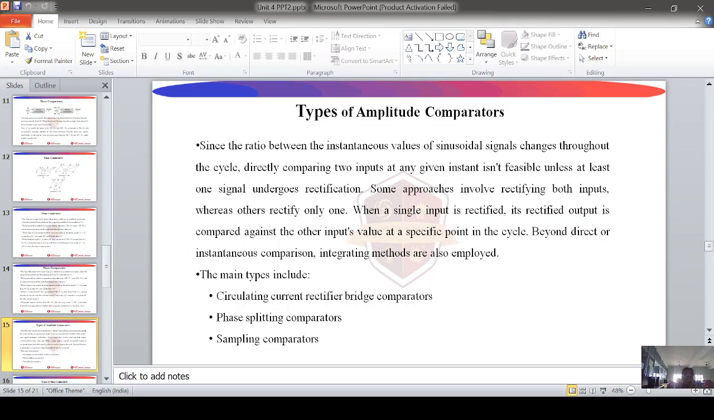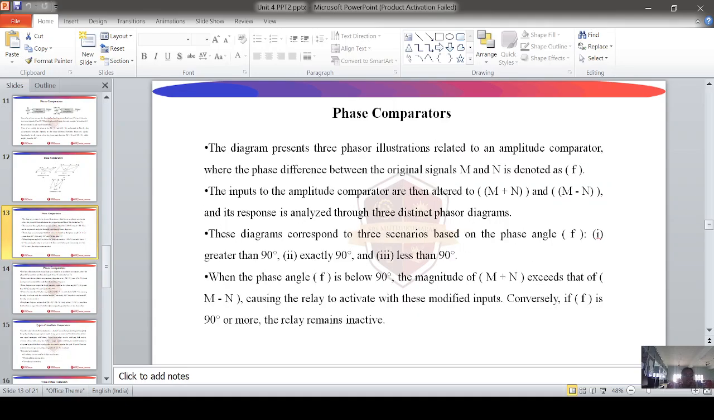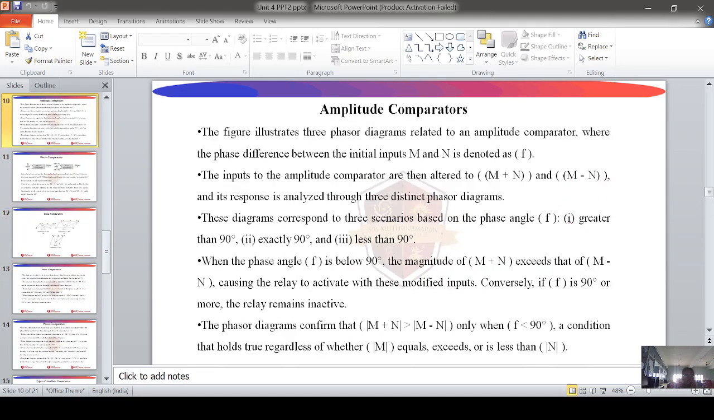Conversion of comparators. Amplitude and phase comparators can be interconverted. This is done by modifying inputs to M plus N and M minus N. This method allows flexibility in relay design. It shows the relationship between magnitude and phase comparison.